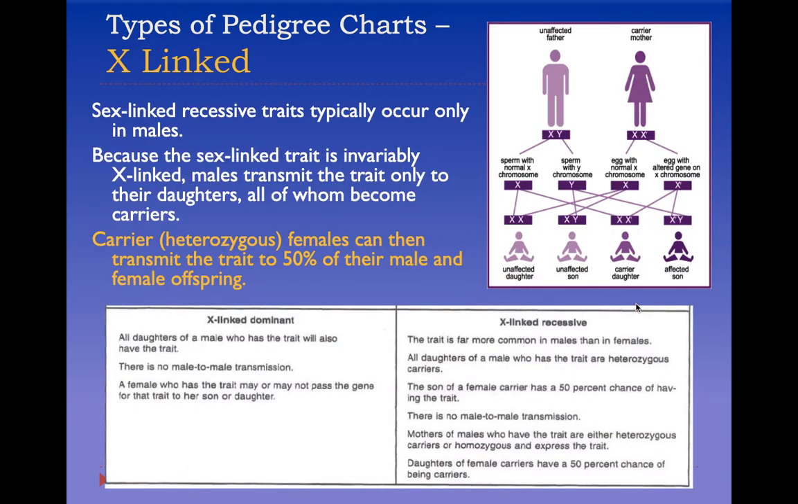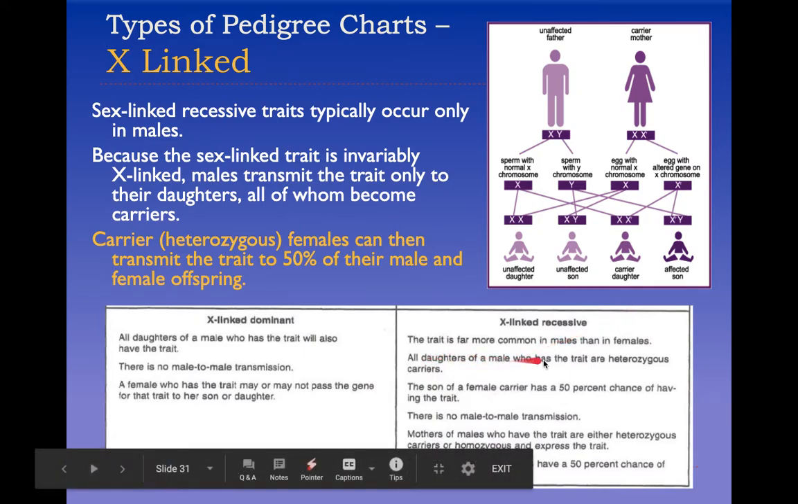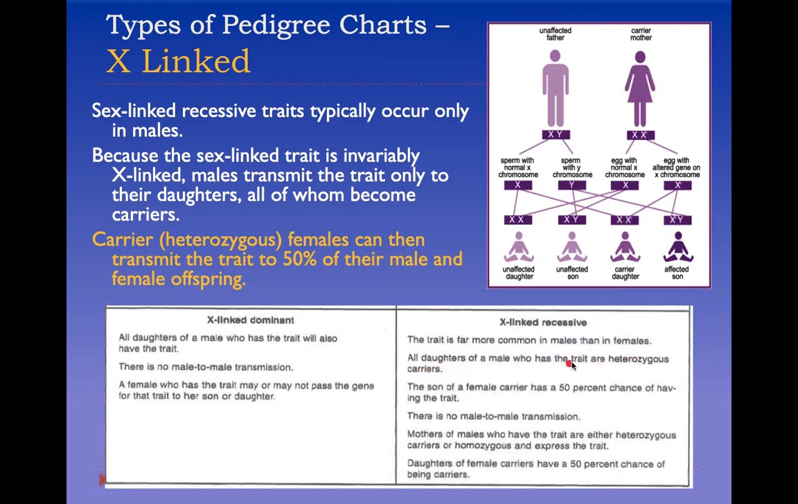If mom has the trait, all right, then the daughters can also have the trait. But at least they will have part of the trait, if that makes sense. This is what this is saying. All daughters of a male who has the trait are, I will say, at least heterozygous carriers. They will at least carry one copy of the recessive trait.